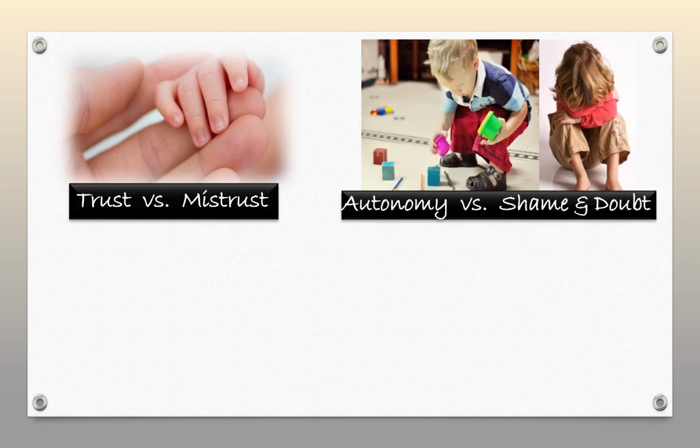Autonomy versus shame and doubt. This stage lasts between the ages of 18 months to 3 years. Children learn to play with toys and wear their clothes themselves. If children are encouraged in this stage, they become confident, secure in their abilities and independent. If they are discouraged, they lack self-esteem and feel a sense of shame. By successfully resolving this stage, the virtue developed is will.